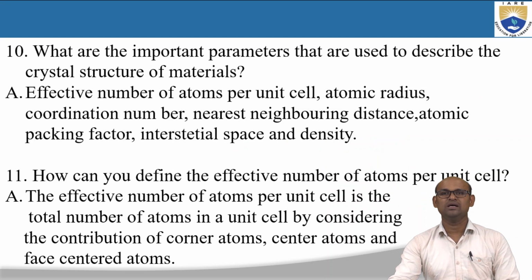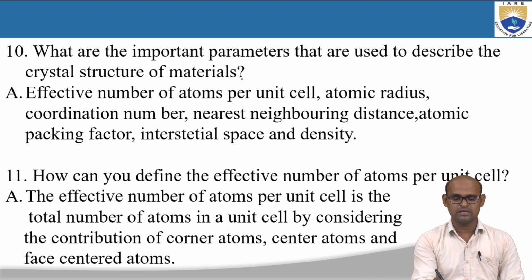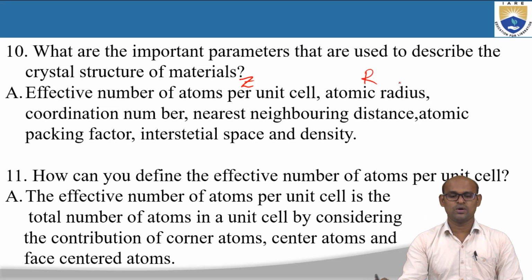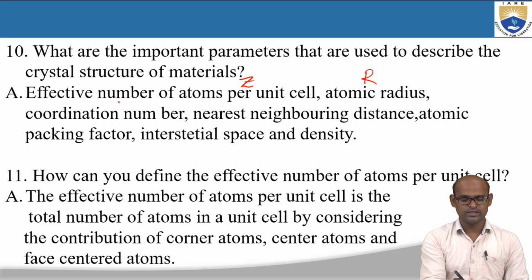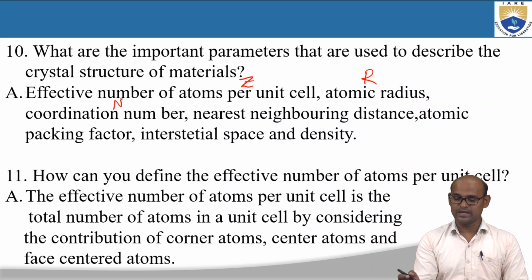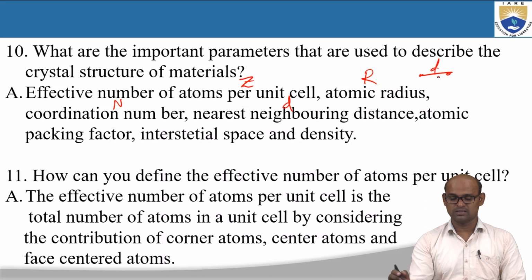Okay, so the 10th one is: what are the important parameters that are used to describe the crystal structure of materials? We need to understand the crystal structure of materials, so what are the important parameters that we need to use? The answer is the effective number of atoms per unit cell, denoted by Z. Atomic radius. You also need to know the coordination number, denoted by capital N. The number of nearest neighbors is the coordination number. And the nearest neighbor distance, which is the distance between any two nearest neighbors.